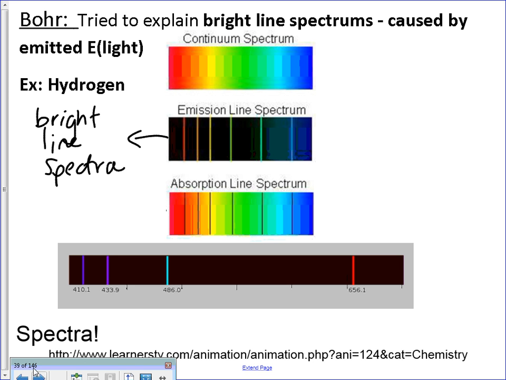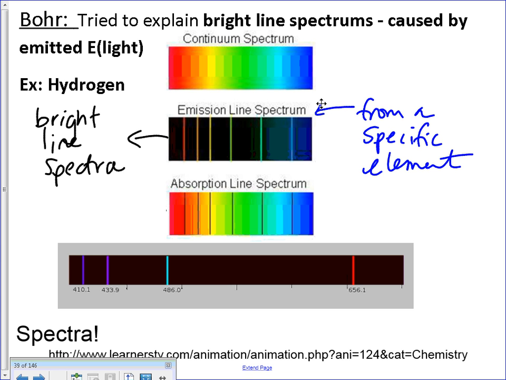Okay, so Bohr's model again. What we were just talking about was energy being emitted, and as energy is emitted, we can see it in an emission spectrum. So this is from a specific element. Every element has a different emission spectrum because does every element have the same number of electrons? No, so every element has a different number of electrons, so there are different levels they can jump up and down to and release light. When that happens, it creates this bright line spectrum, so that's another term for it, where you can see the individual wavelengths.